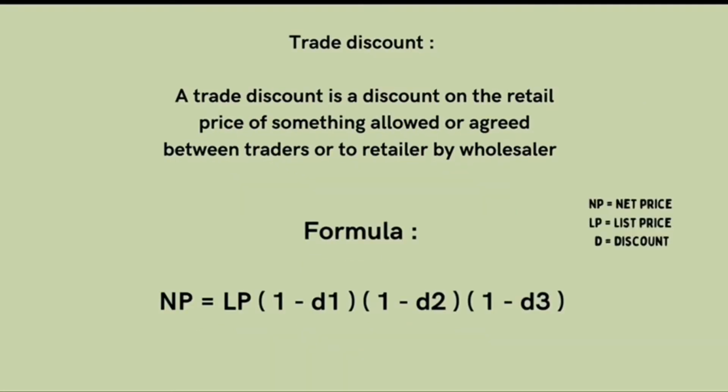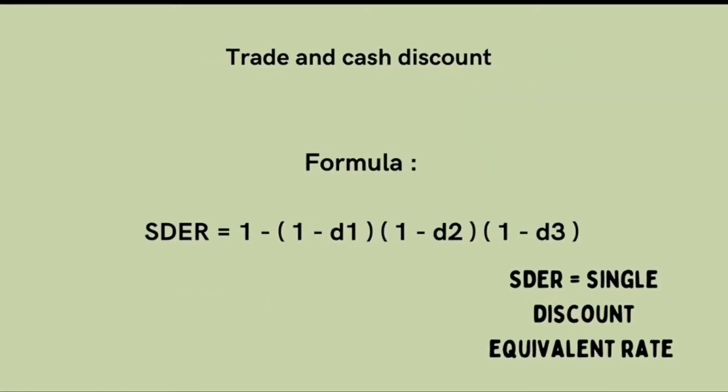A trade discount is a discount on the retail price of something, allowed or agreed between traders, or between a retailer and a wholesaler. The formula for trade discount is NP = LP(1 - T1)(1 - T2)(1 - T3). Last but not least is trade and cash discount. The formula for trade and cash discount is SDER = 1 - (1 - T1)(1 - T2)(1 - T3). SDER means single discount equivalent rate.